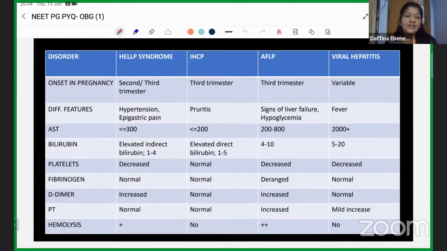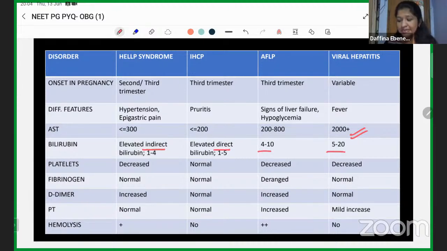Coming to the enzyme elevation, this is not very specific. High AST levels, with enzyme levels of 2000 plus, are seen in viral hepatitis alone. Next, coming to the elevated bilirubin levels, indirect bilirubin is elevated in HELLP syndrome, whereas direct bilirubin is elevated in intrahepatic cholestasis of pregnancy. The other can also be elevated, but this hyperbilirubinemia is also non-specific.